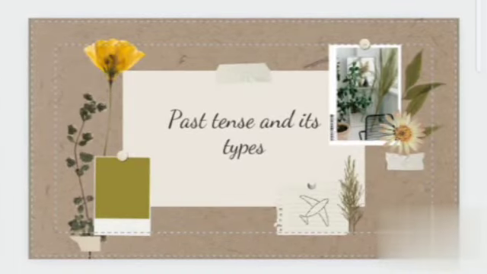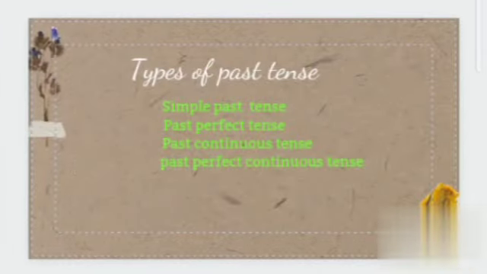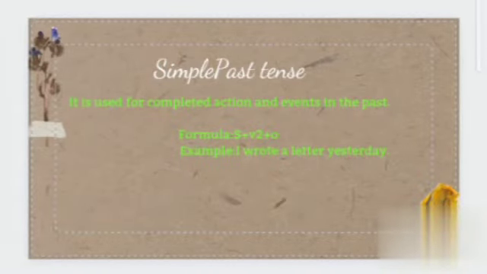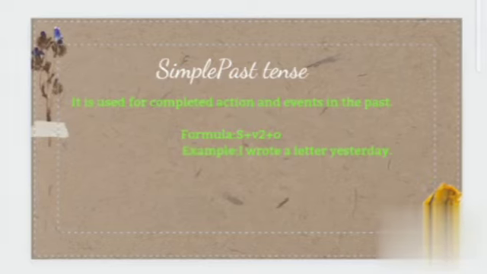Past tense and its types. Types of past tense: simple past tense, past perfect tense, past continuous tense, past perfect continuous tense. Simple past tense. It is used for completed actions and events in the past. Formula: subject plus V2 plus object. Example, I wrote a letter yesterday.